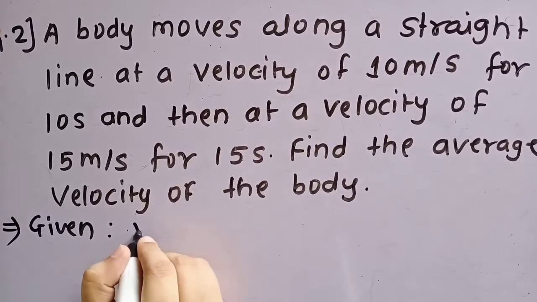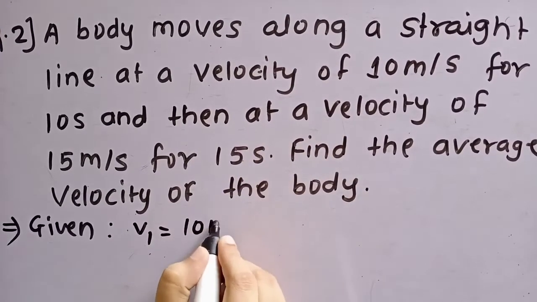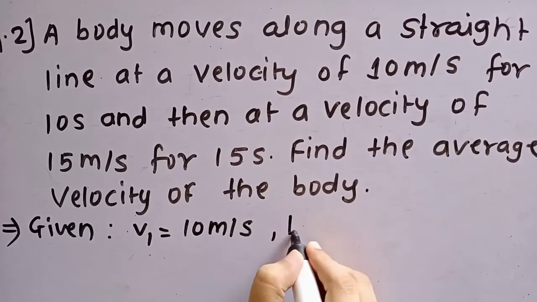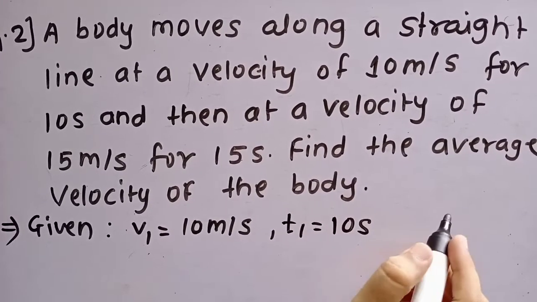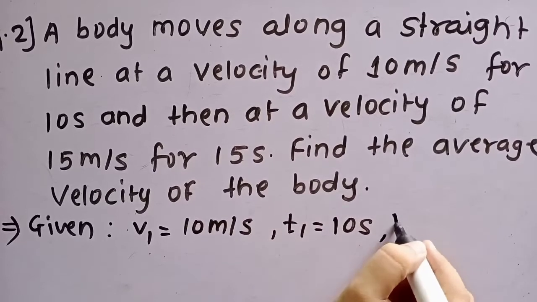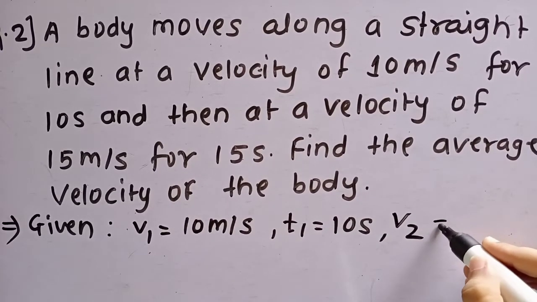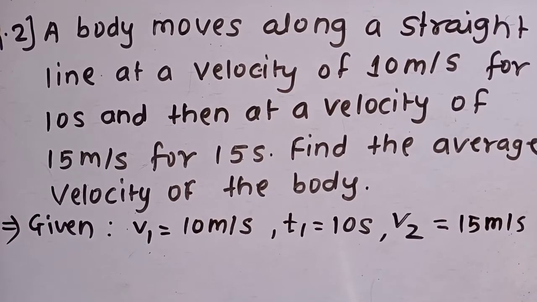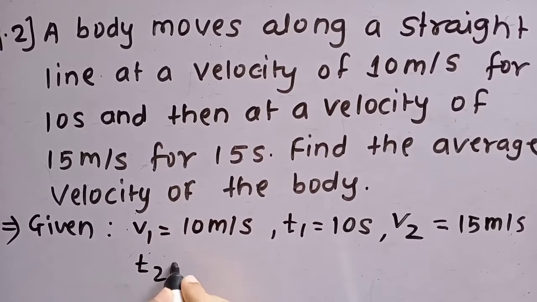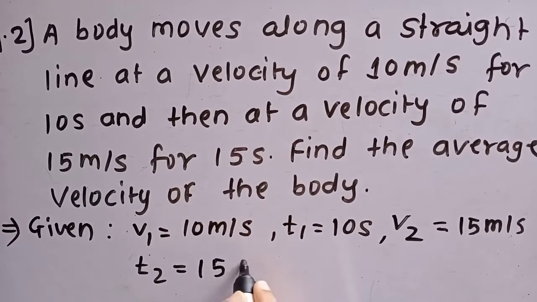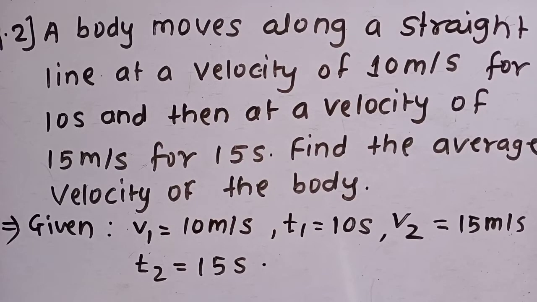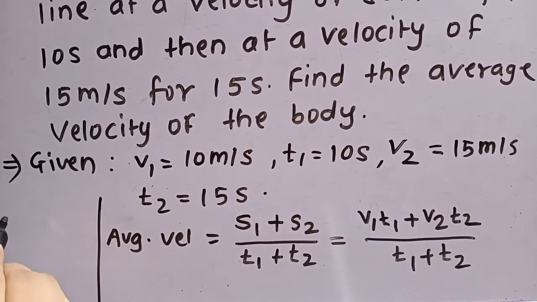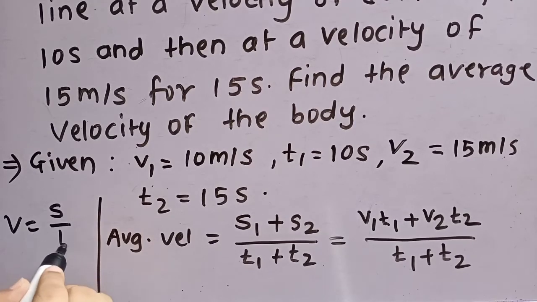Given: velocity 1 is 10 meter per second, time 1 is 10 seconds, velocity 2 is 15 meter per second, yes or no? And time 2 is 15 seconds. Are you getting me, class? What is the formula for velocity? Velocity is equal to displacement upon time, yes or no? So displacement is nothing but velocity into time.